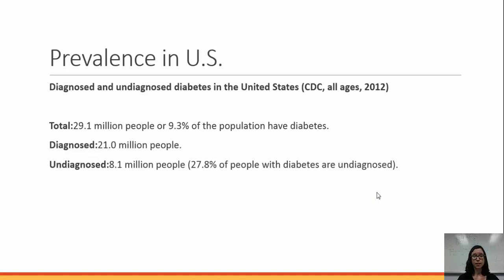So diabetes is becoming increasingly common in the United States. We currently have 9.3% of our population that have diabetes. 21 million of these are diagnosed, and over a quarter of them are undiagnosed. And just think, if people are undiagnosed, then they're not treating, and they're more likely to progress to the complications that we're going to talk about.